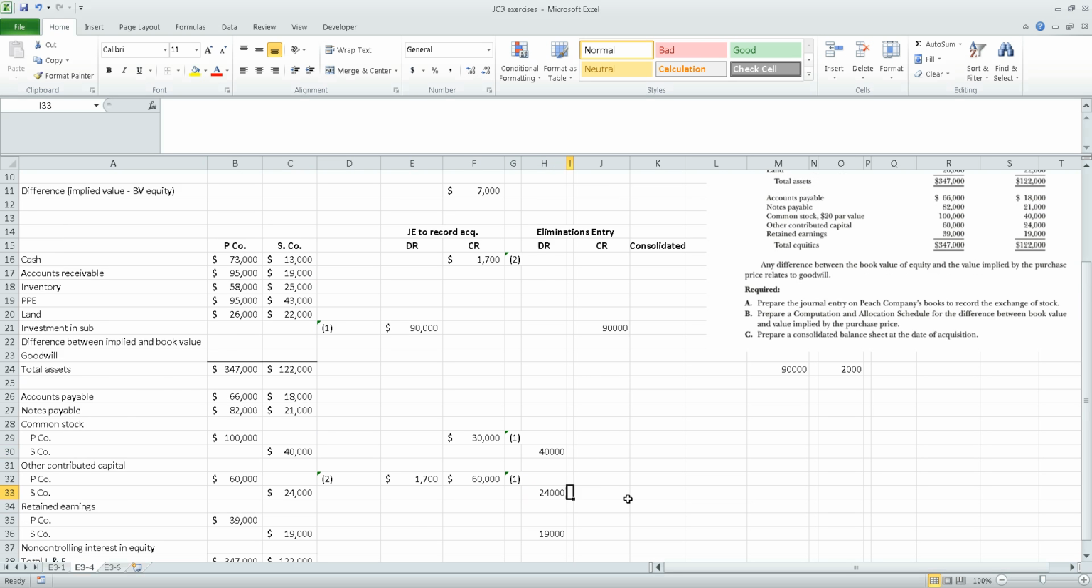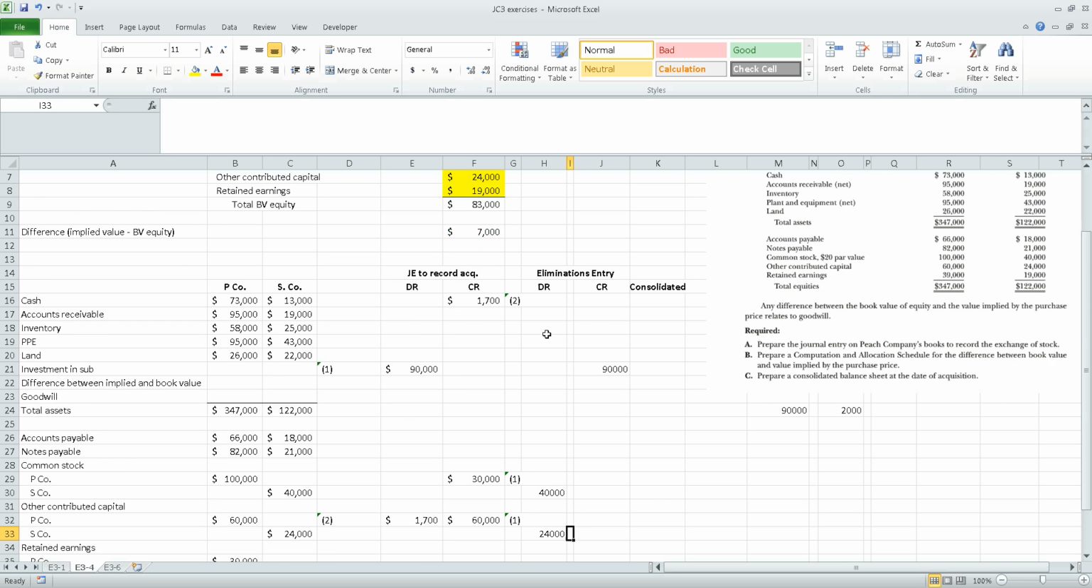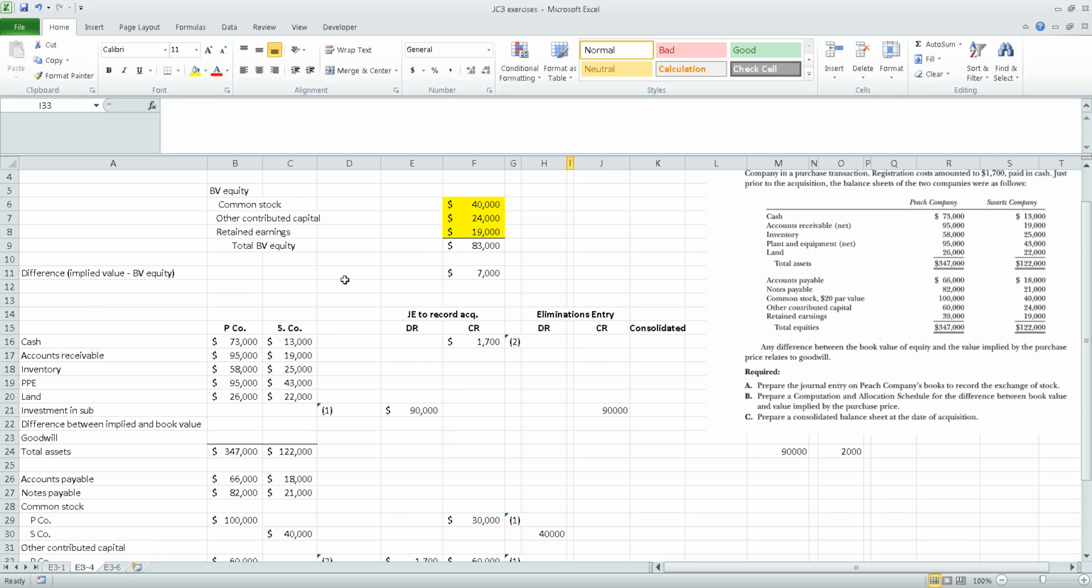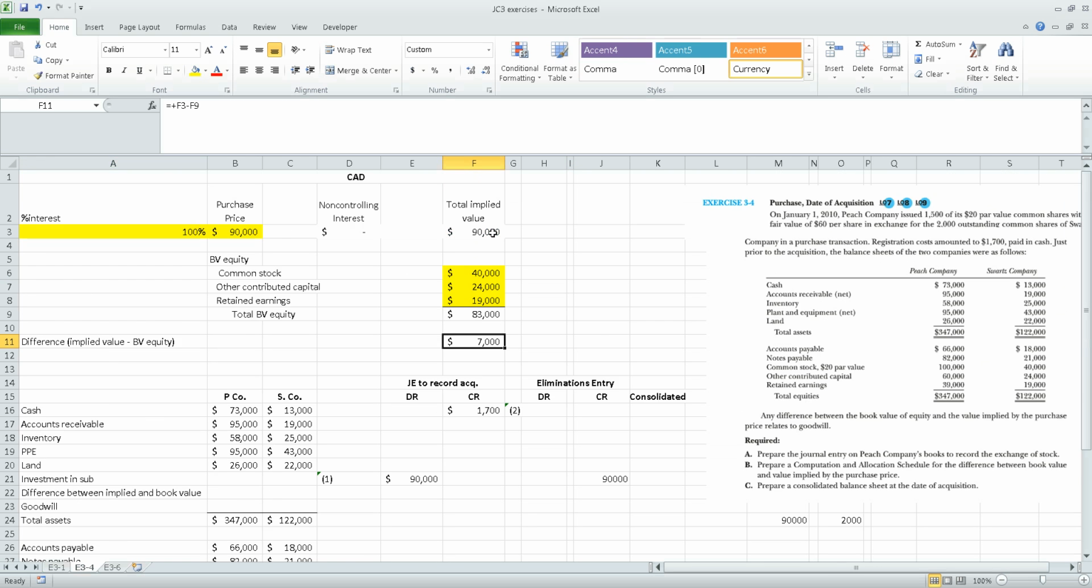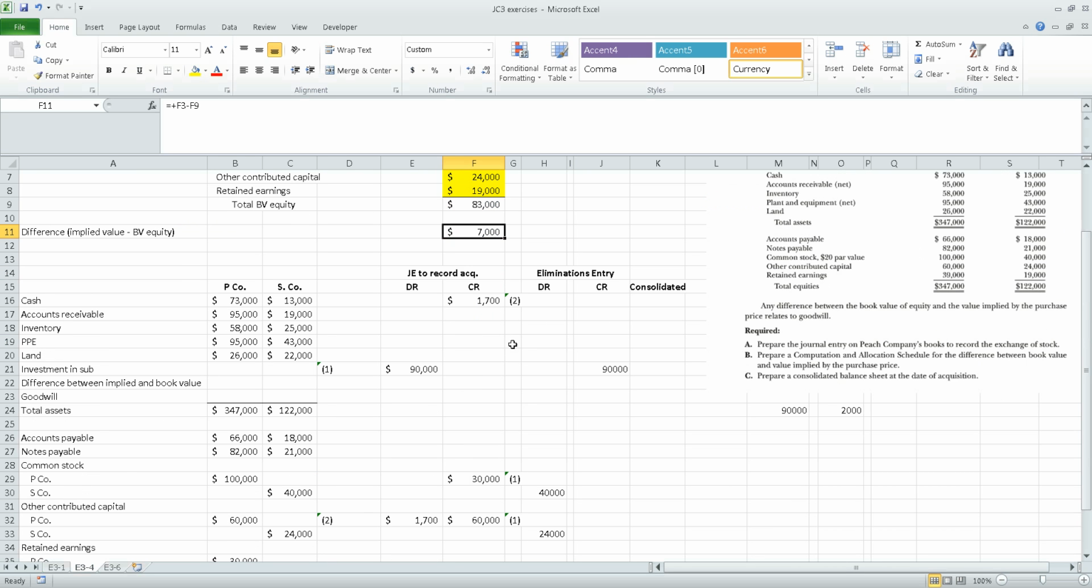And finally, two other things. We need to recognize this excess of implied value over book value of equity. We need to recognize that ultimately it is goodwill, but we're going to do it in two steps. The first step is we're going to debit it to this sort of suspense account called difference between implied value and book value. So a $7,000 debit there.